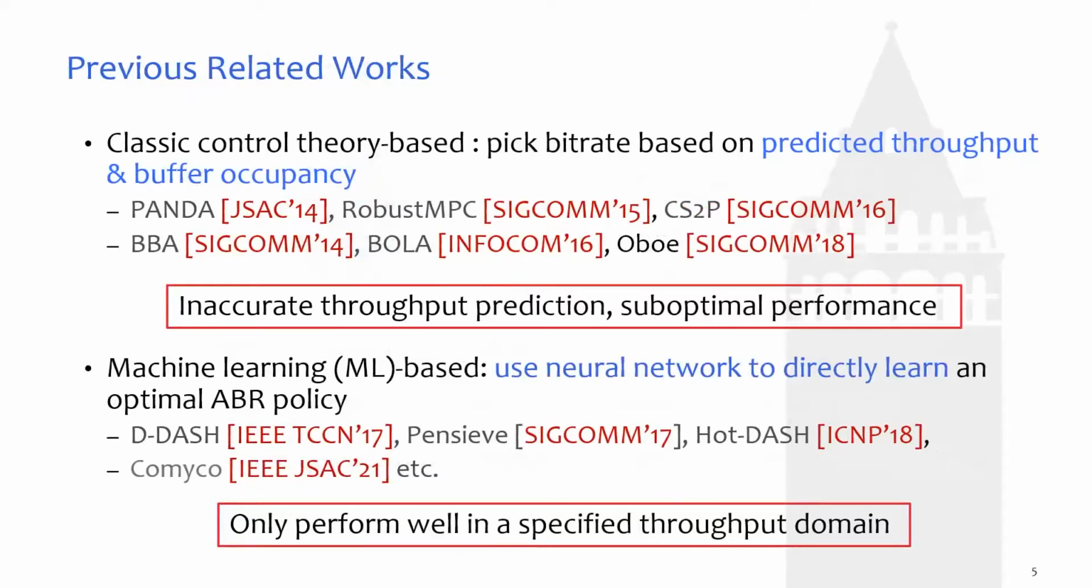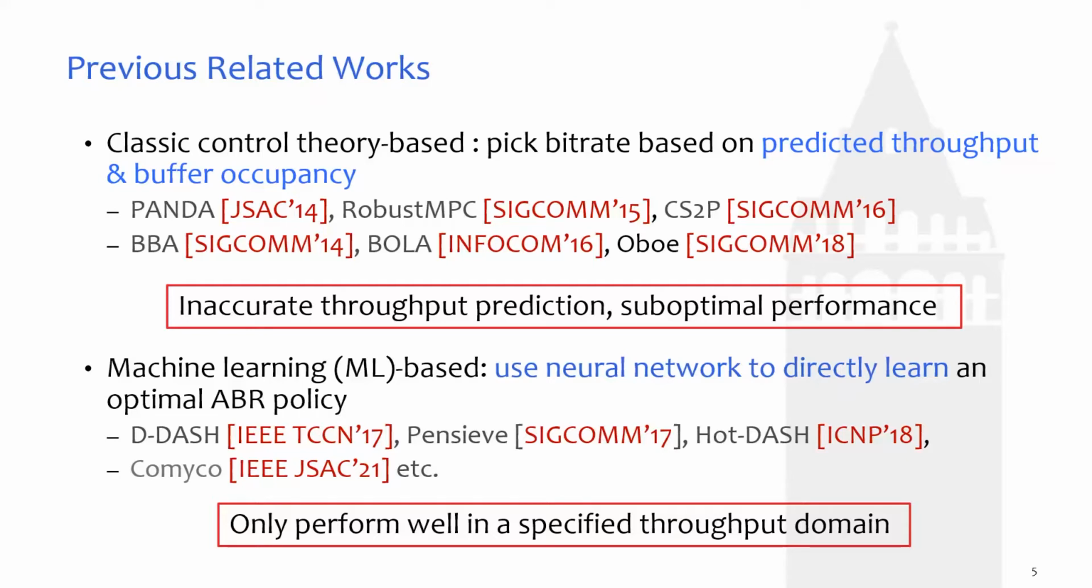Before we talk about BayesMPC, let's first look at the previous schemes. In general, existing ABR algorithms can be classified into two categories: classic control theory based and machine learning based. The first category picks the bitrate based on the predicted future throughput and buffer occupancy. Because of the challenges of throughput prediction, they often cannot achieve good performance in practice.